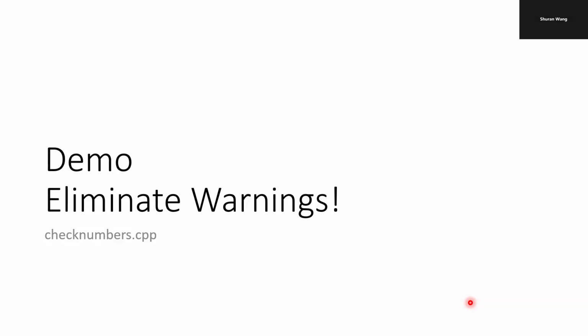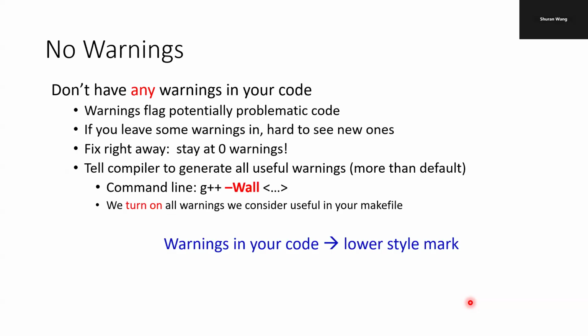So the target for your code is to have no warnings. Warnings like what I just showed flag potentially problematic code. But if you leave some of the warnings that are not so important in, you might not be able to see the new ones. So the actually helpful ones could be buried inside all of the warnings that you're leaving on. So stay at 0 warnings at all times.